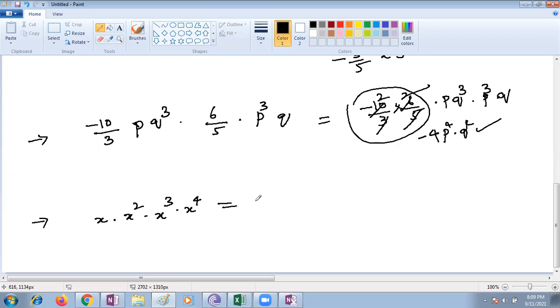Ma'am, x power 10. Wonderful. Here you just add up 1 plus 2. Ma'am, x power 11, right? No, it's 10. Right, Bhavya, good. I'm sorry, ma'am. Okay, it's okay.